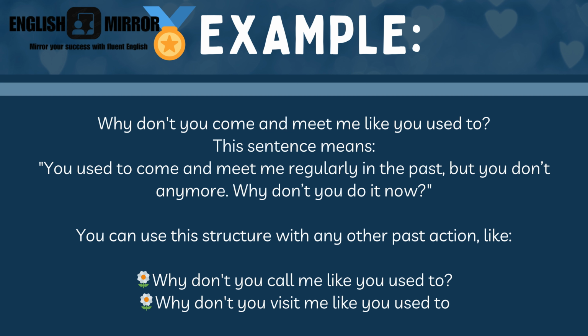Okay, then you can use this with another sentence structure also. How? "Why don't you call me like you used to?" The other one was meeting, this is calling. That means this person was calling another, his friend or relative, very regularly, but now he is not calling, so he is asking for an explanation. Okay, the next one, "Why don't you visit me like you used to?" This is also meeting. Instead of meeting, the word has changed to visit, but the structure is the same. You can change the words and use them, that is it.